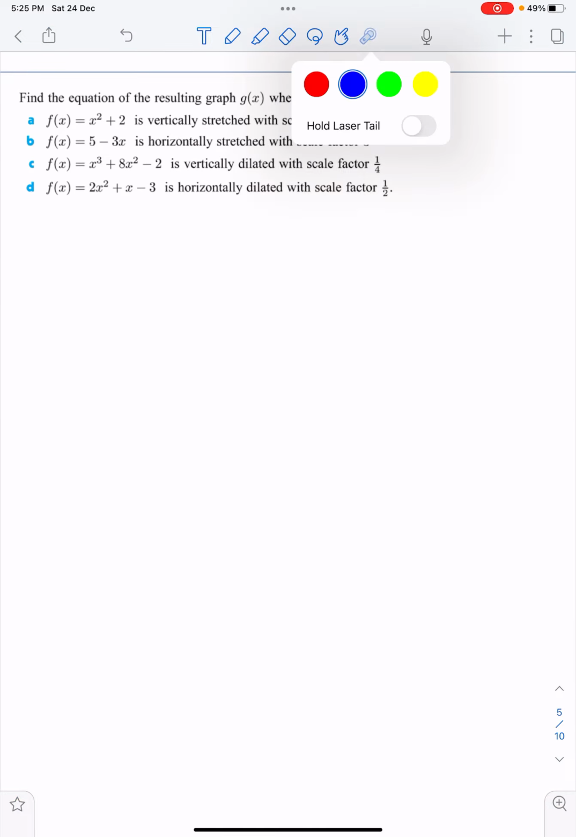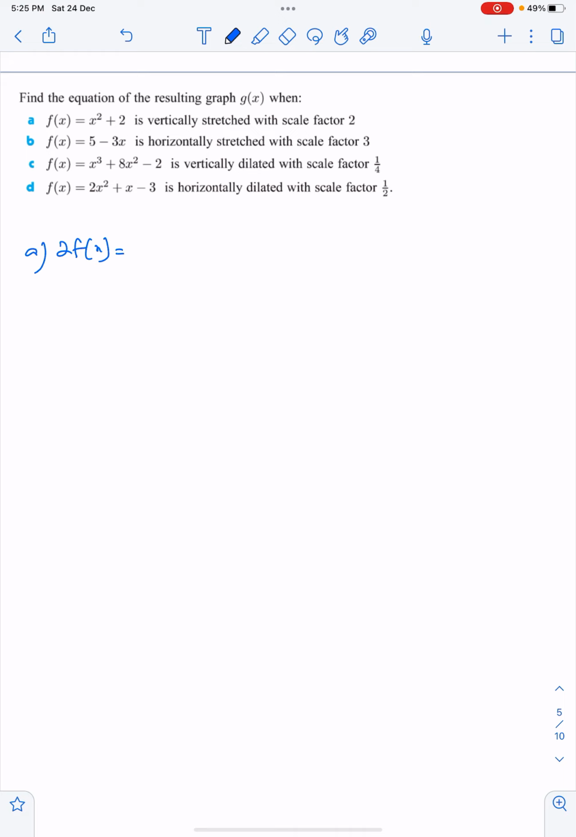Find the equation of the resulting graph when the first part, x square plus 2, is vertically stretched with stretch factor 2. In this case, in the first part, you know that the stretch factor is 2 and it's a vertical stretch. So, simply you have to multiply the graph by 2, 2 times f of x. So, it's going to be 2 times x square plus 2. The resulting answer is going to be 2x square plus 4. This is the answer for the first part.